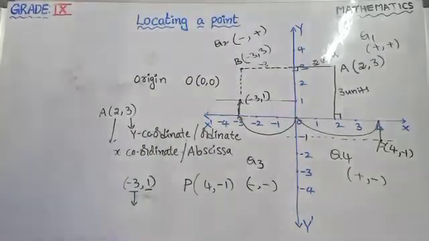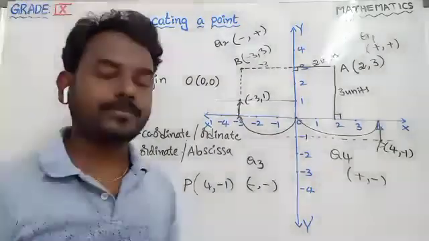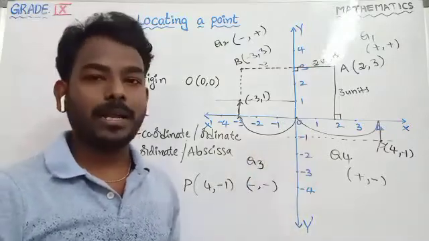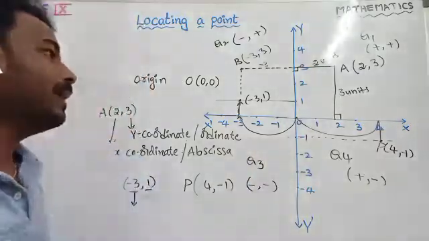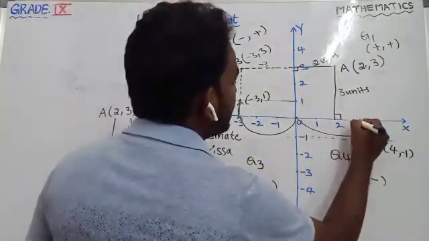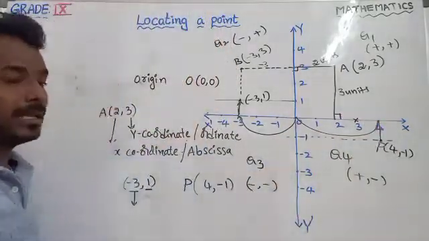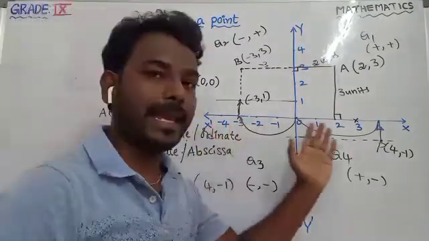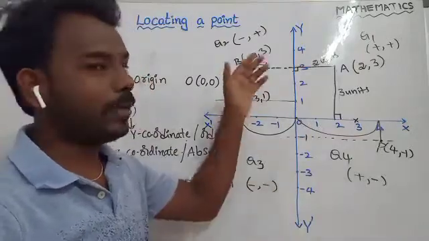Okay, so in this manner we can locate a point on the coordinate plane or xy plane. And you can have a doubt, for example, what is the position of the points which lie on the axis, whether it may be on the x axis or on the y axis.